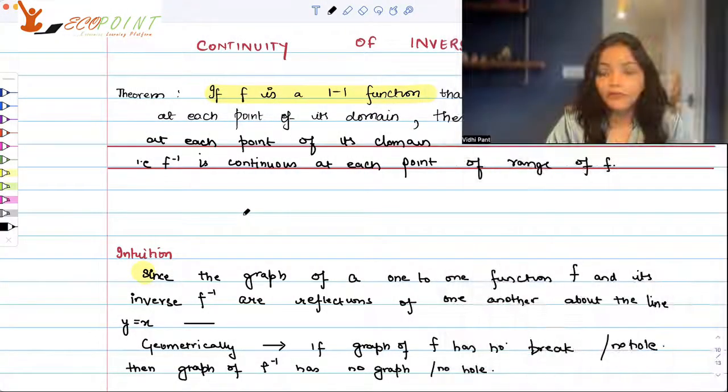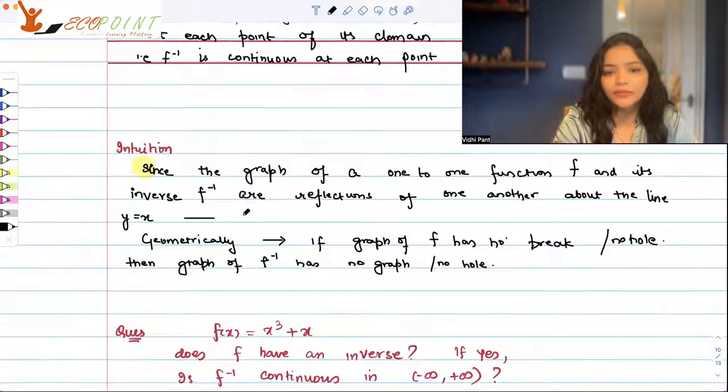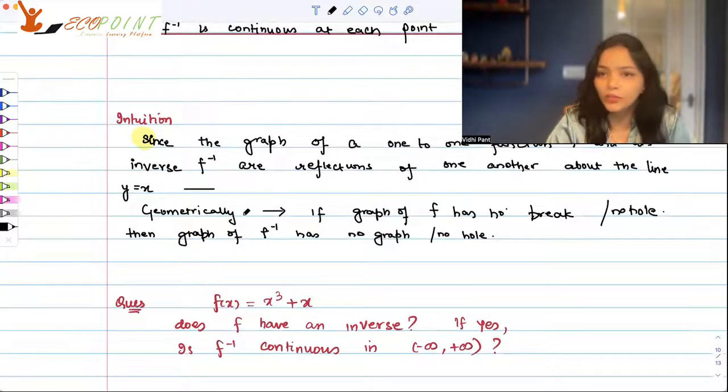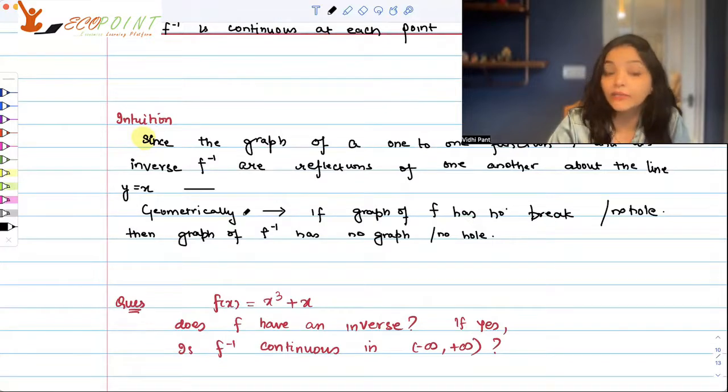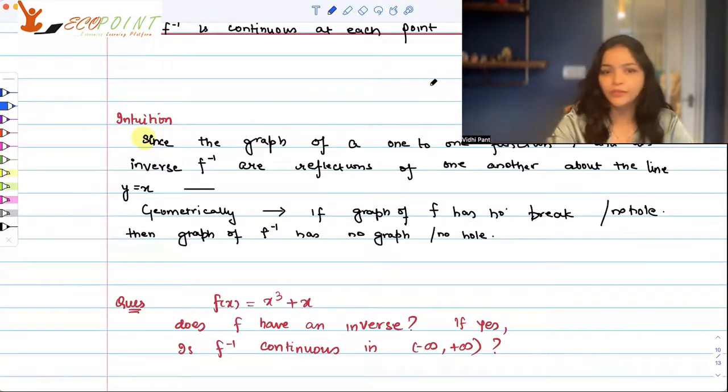So let's see if we've understood the concept or not. For that, I have a question for you. f(x) is equal to x cubed plus x. Does f have an inverse? If yes, is f inverse continuous in minus infinity to plus infinity, that is R? Let's see how we can go about this question.